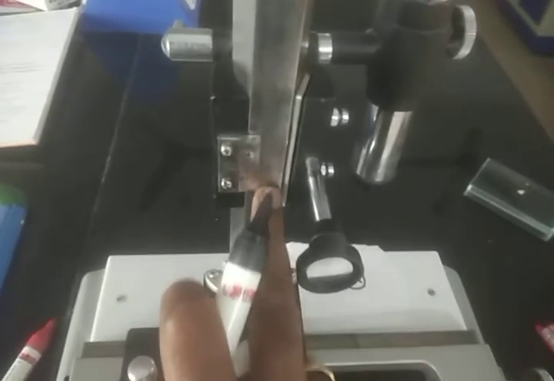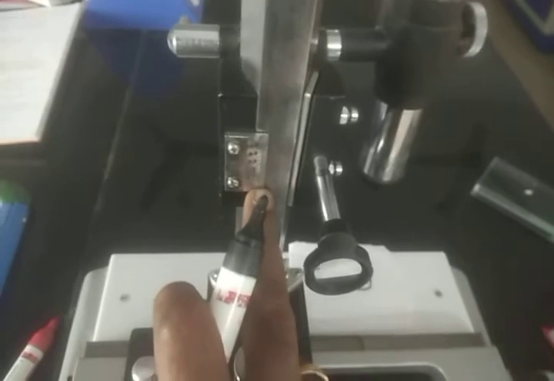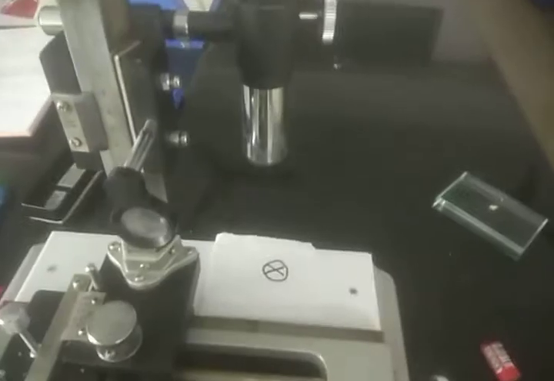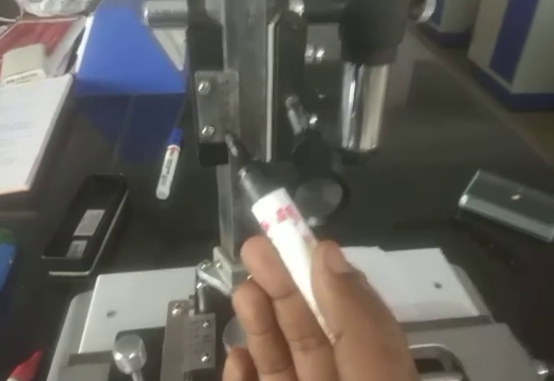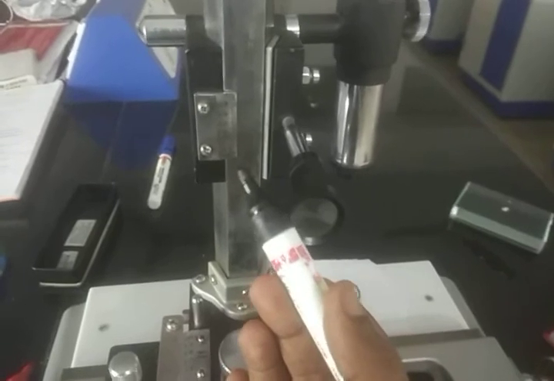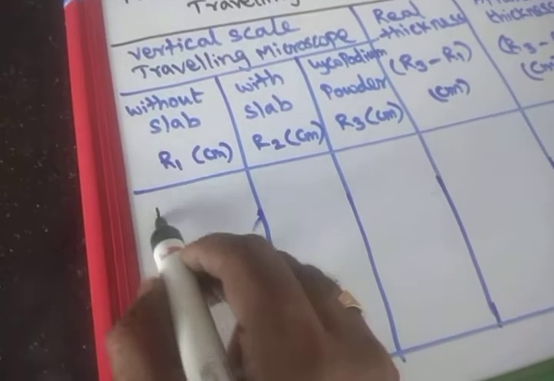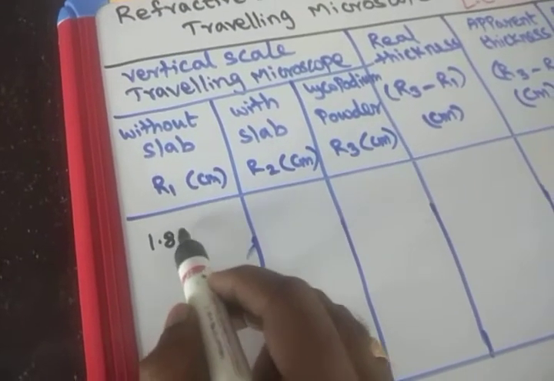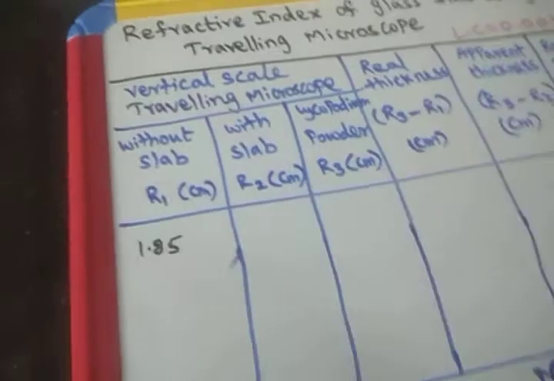So the 0 of the vernier coincides with some division. That will be the main scale reading. That is the first reading. Then you have to find the vernier scale reading. Once we focus this clear image in this microscope, I will note down where the 0 of the vernier exactly coincides with some reading. So that reading is exactly 1.85. That is the first reading. First you have to note down that.